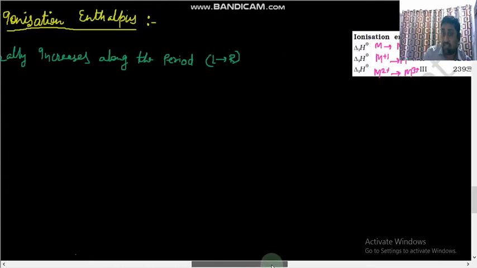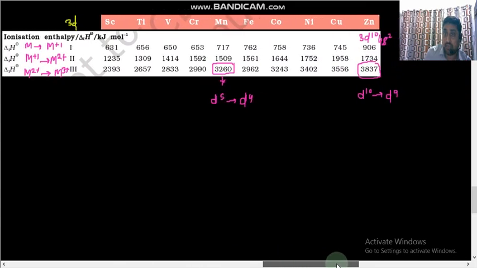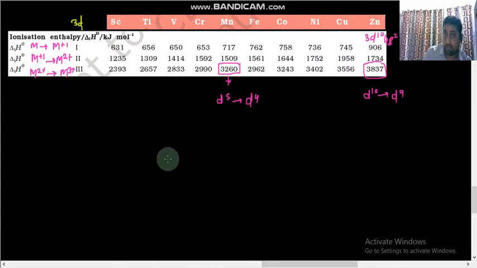Now let's see some values to verify this fact. Here it is the 3d series, scandium to zinc. There are three values of ionization enthalpies in kilojoule per mole. First ionization enthalpy is when a metal is converted from M to M plus, the second is when the metal is oxidized from plus 1 to plus 2 stage, and the third ionization enthalpy is when the metal is oxidized from 2 plus to 3 plus stage. Now you see there is a regular increase in the ionization enthalpy.